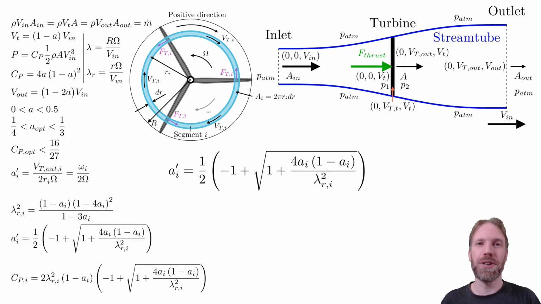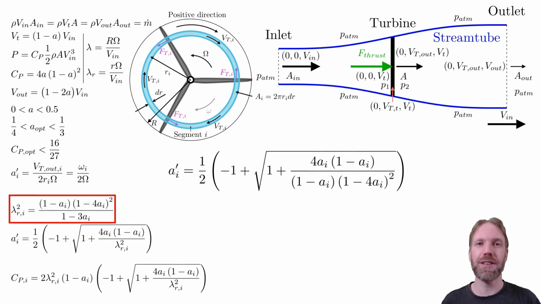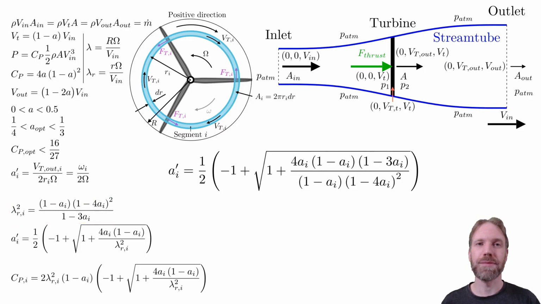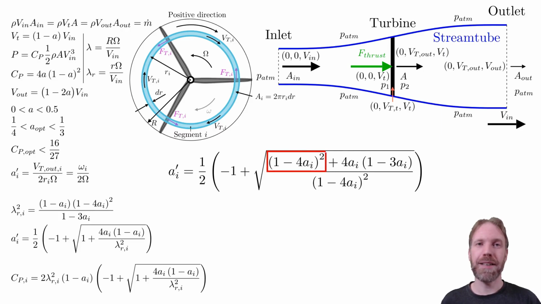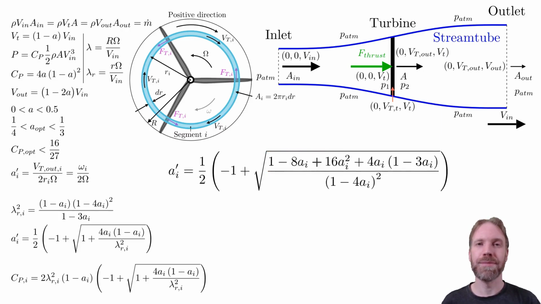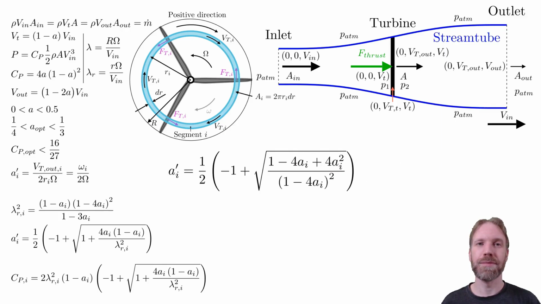Let us calculate the corresponding optimal angular induction factor. Insert a recent equation for the axial induction factor. 1 minus a cancel. Write with a common denominator. Expand the square. Expand the parentheses. Collect the terms. Note that this expression is a square. The square root of a square is the absolute value.